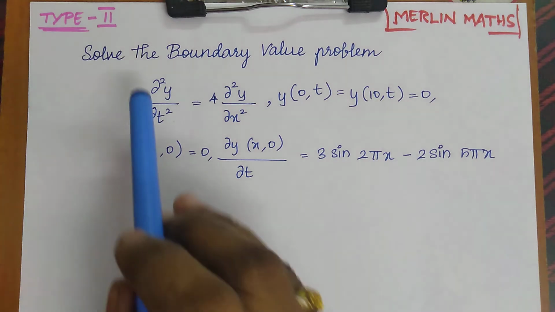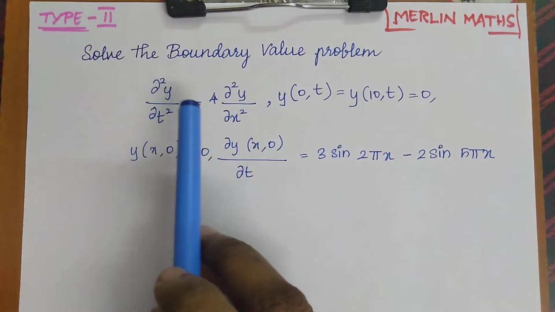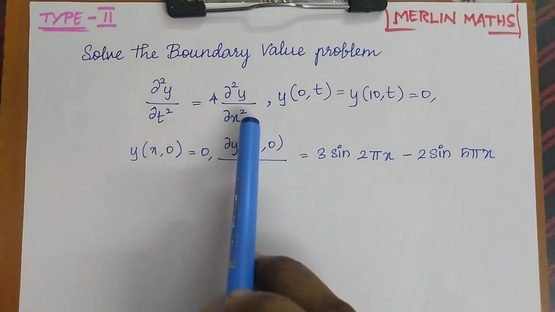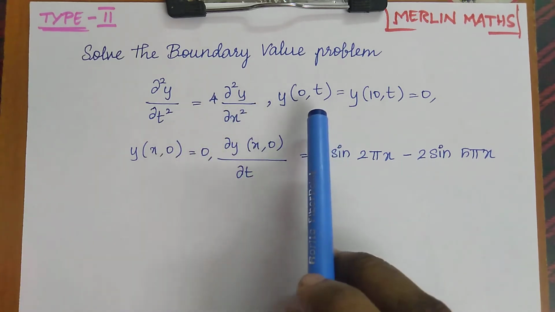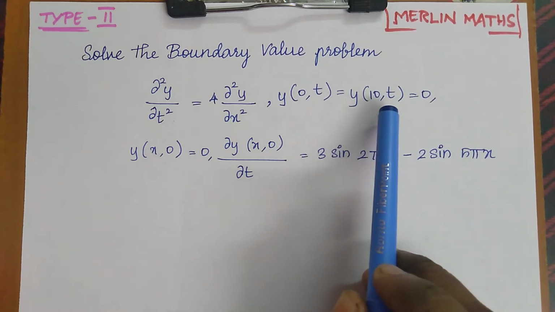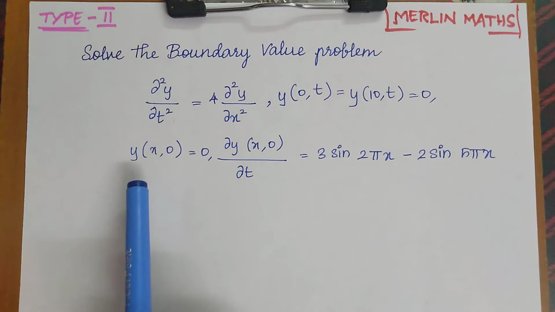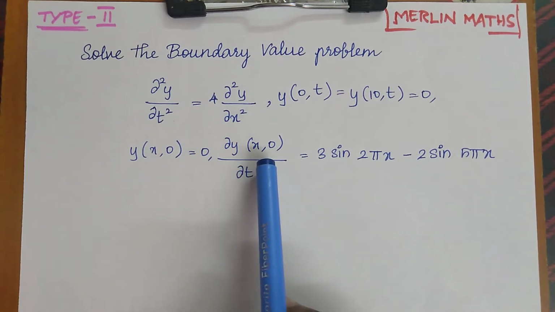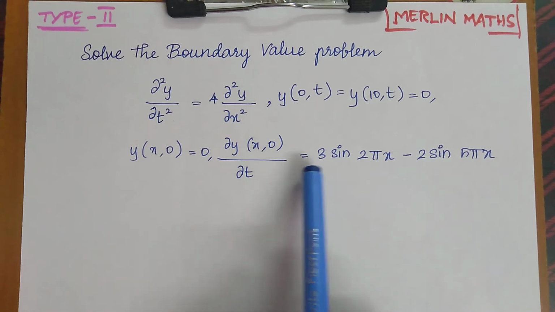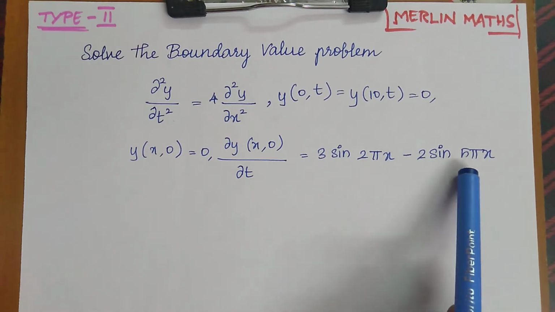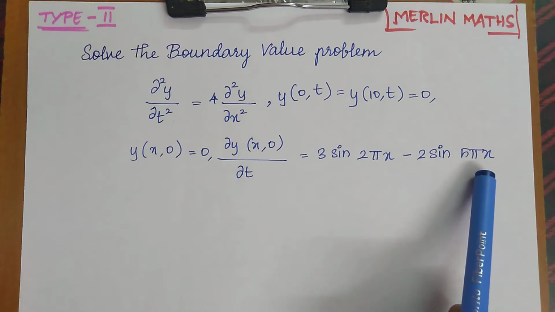Look at the question. Solve the boundary value problem ∂²y/∂t² = 4 ∂²y/∂x², y(0,t) = y(10,t) = 0 and y(x,0) = 0. ∂/∂t of y(x,0) = 3 sin 2πx − 2 sin 5πx. So this is the question.